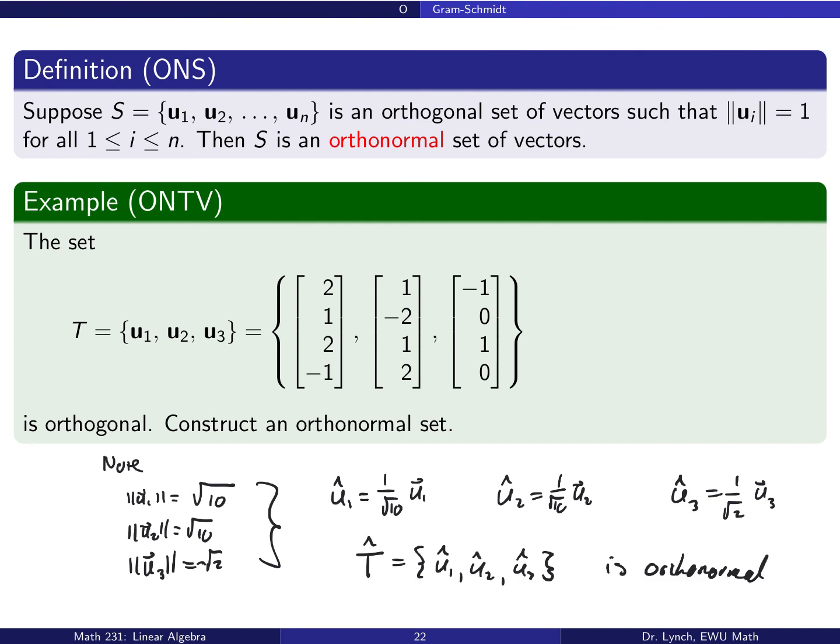Okay, orthonormal sets are even better than orthogonal sets, as it turns out. Sometimes they're not worth the bother, but they are really, really important. So you should know how to form an orthonormal set from an orthogonal set.